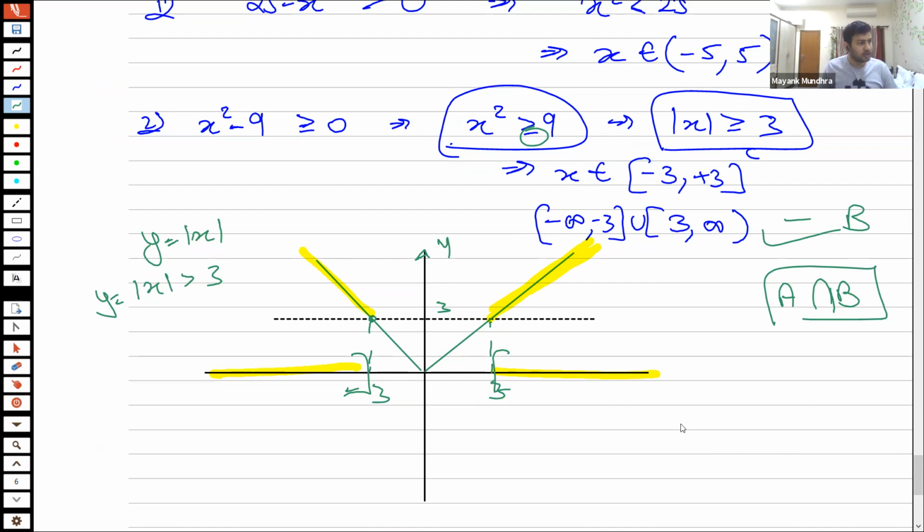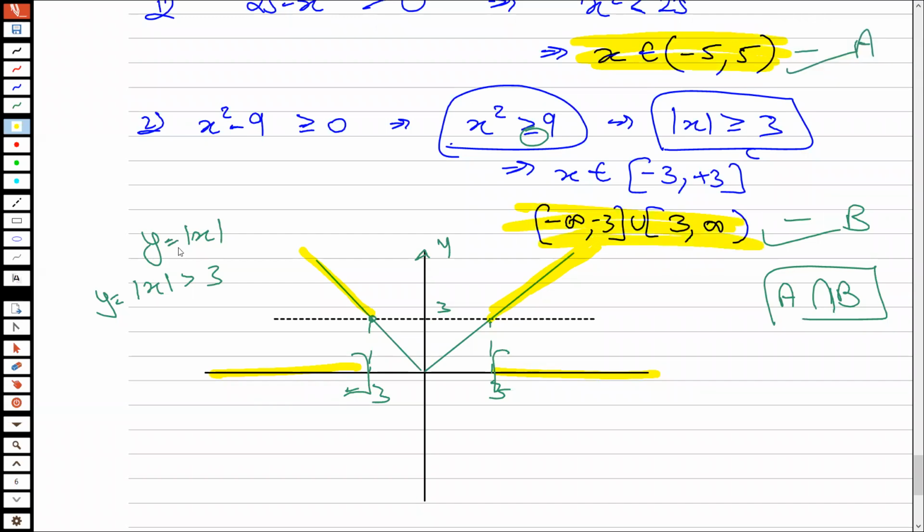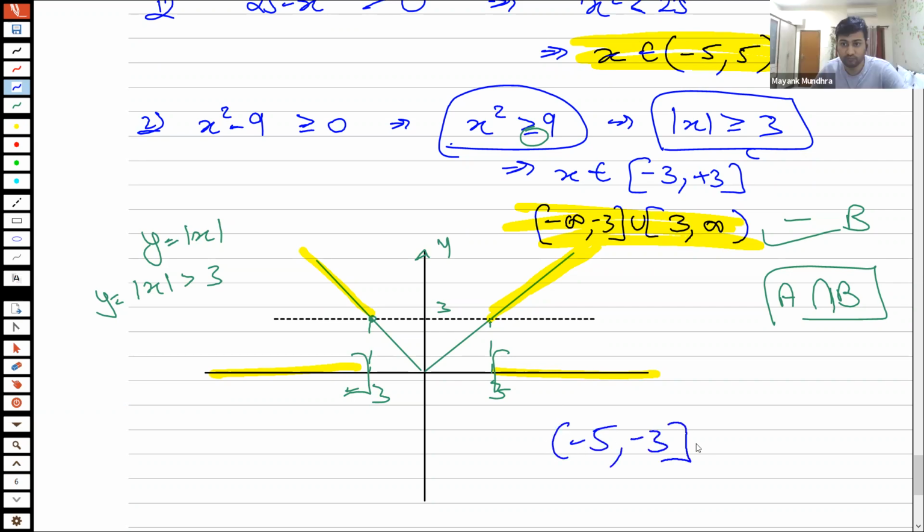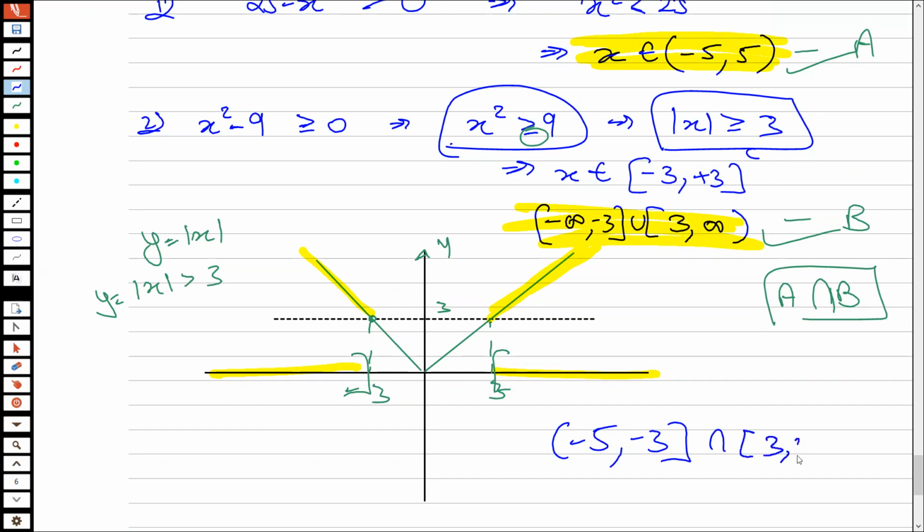Okay. So final question to Anuradha. What is the intersection of these two sets? Write it down, Anuradha. Don't give me the fast answer again. Give me the correct answer. Tell me. So open -5 to close -3. Intersection 3 to 5. Close 3 to open 5.